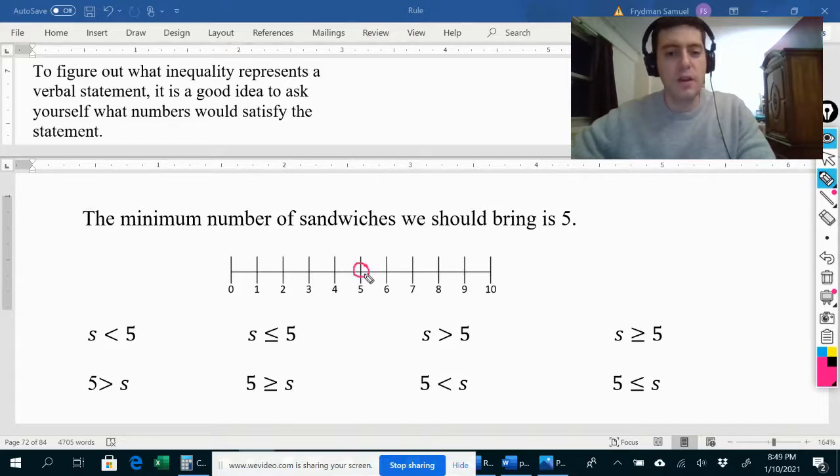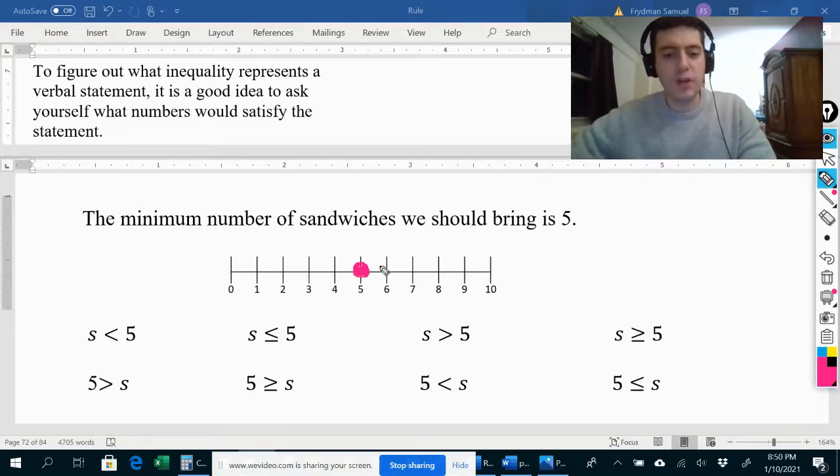Is that okay? Well, yes, it is okay. So I'm going to represent that with a closed circle over the 5. This would be an open circle, and this is a closed circle. So bringing 5 sandwiches is okay if 5 is the minimum. Would it be okay to bring 4 sandwiches? No. If 5 is the minimum, then we don't want to bring anything less than that.